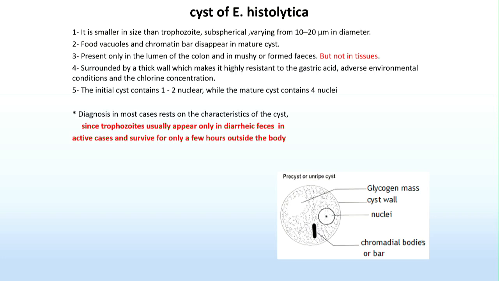Diagnosis in most cases rests on the characteristics of the cyst, since trophozoites usually appear only in direct feces in active cases, and also survive for only a few hours outside the body. Stools may contain cysts with 1 to 4 nuclei, depending on their degree of maturation.